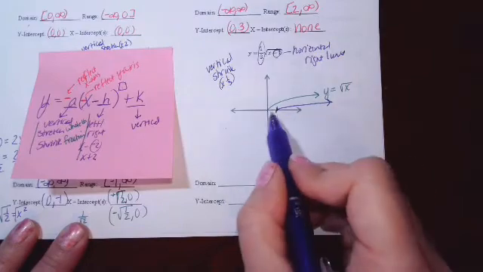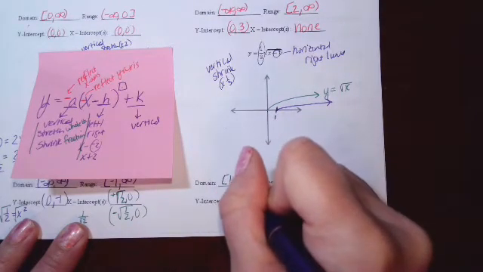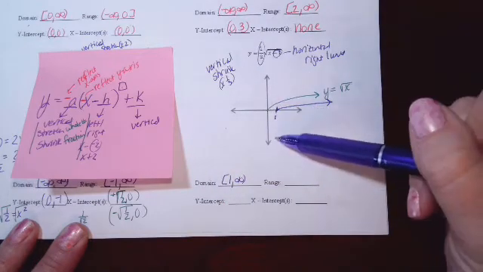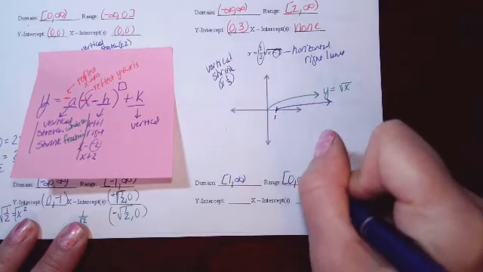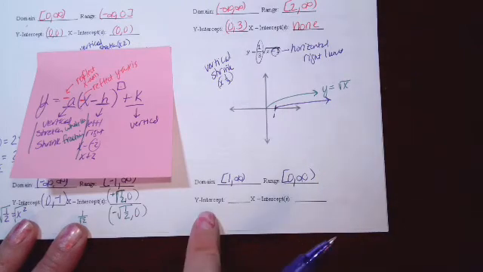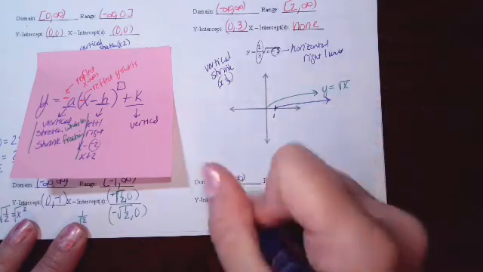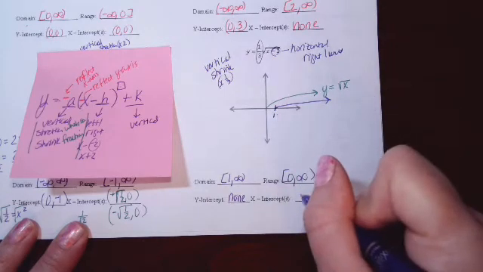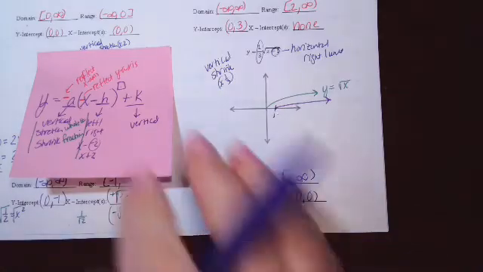My domain has shifted from 0 to 1, still going to positive infinity. My range hasn't changed because I didn't have a vertical shift. My range still starts at 0 and goes up to positive infinity. It's just going up more slowly. Y-intercept, well, I moved it over to the right, so I do not have a y-intercept. There is none. My x-intercept is right there, 1, 0. All right, excellent. Good job, good job.